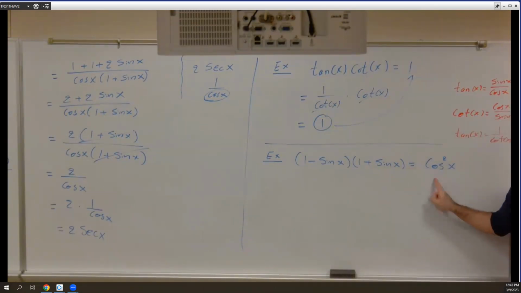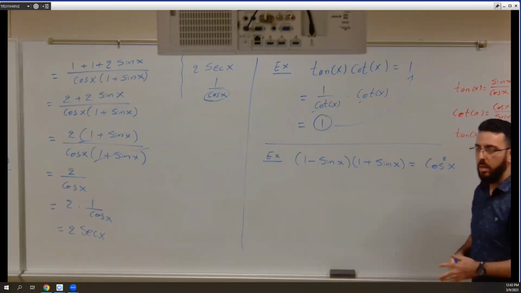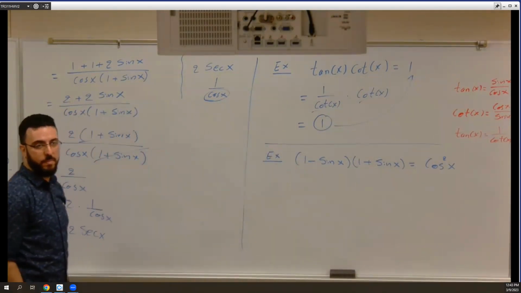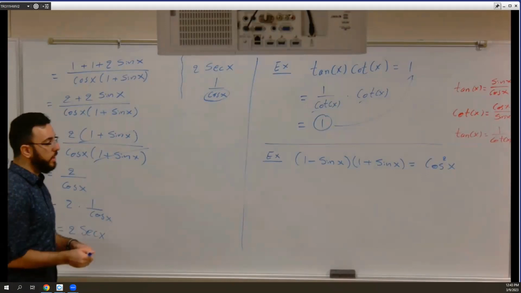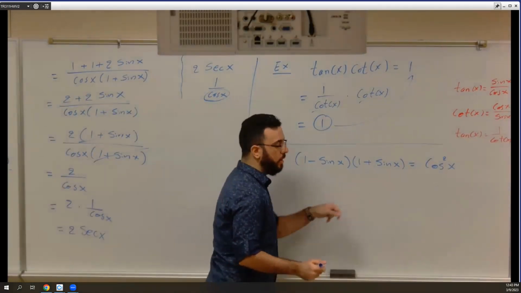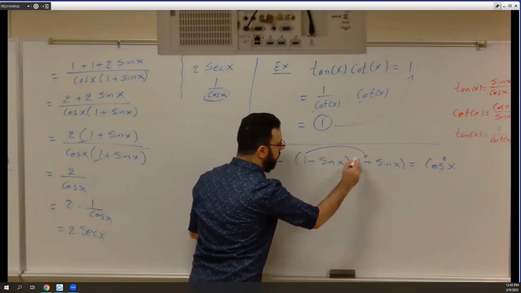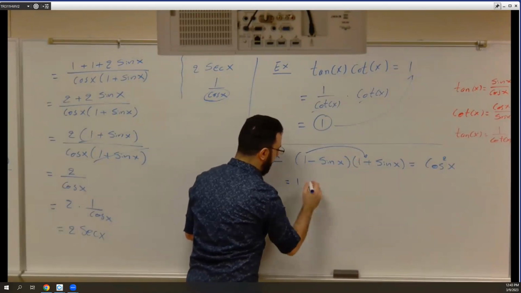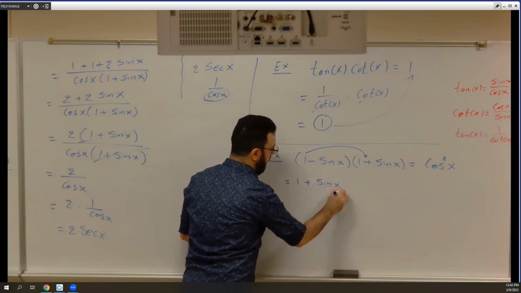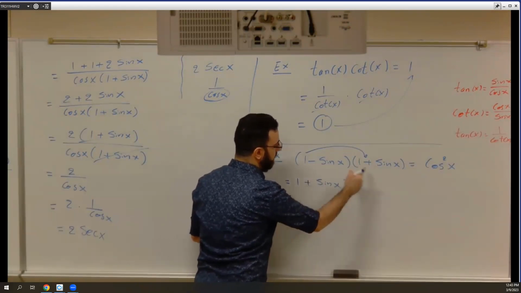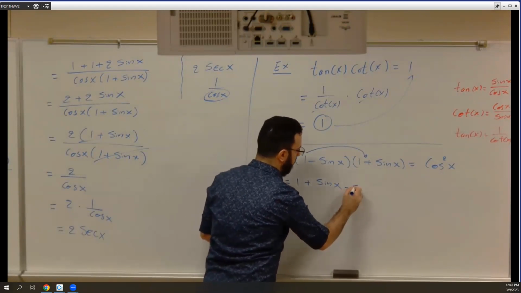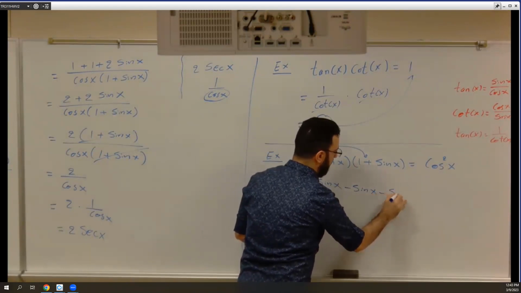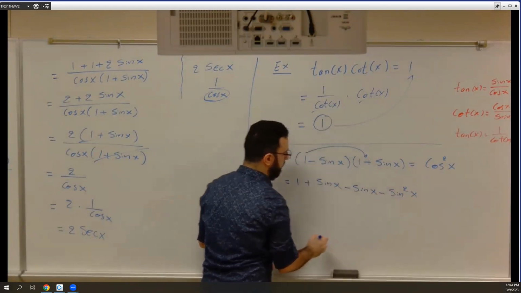My goal is to get what? Cosine. And how am I gonna solve this one? I'm gonna work on this side. Distribute. That's the only thing because it's multiplication between two parentheses. I'm gonna say 1 times 1 is going to be 1. 1 times sine is going to be sine x. Now negative sine times 1 is negative sine x, negative sine times sine, negative sine square x.